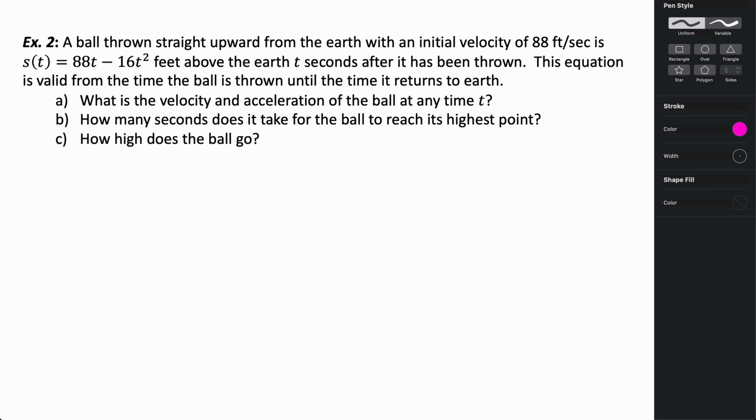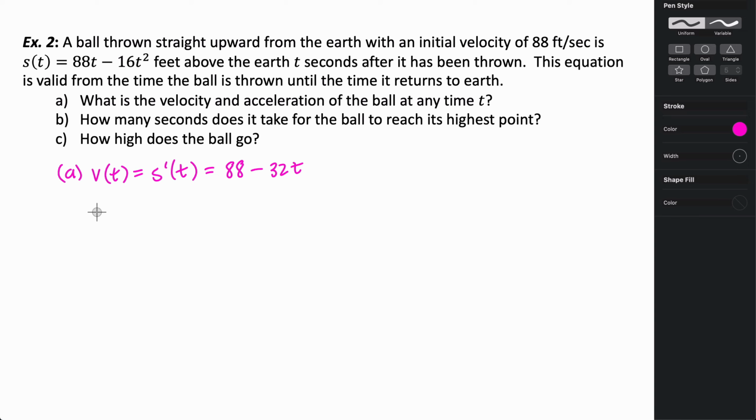So what is the velocity and acceleration? Velocity is just the derivative, right? So v of t is the derivative of s. In this case, they're using s. So that's going to be 88 minus 16 times 2, that's 32t.